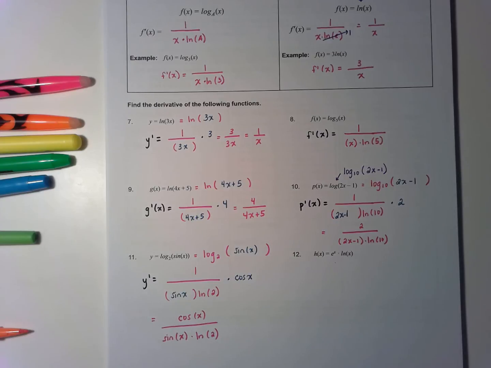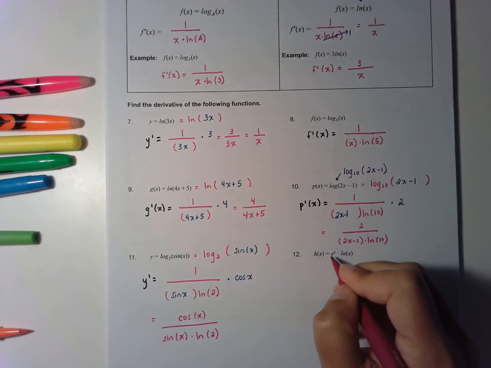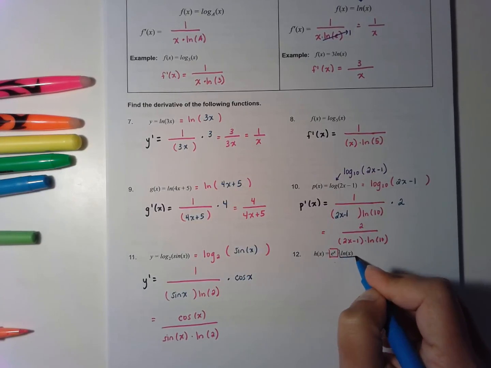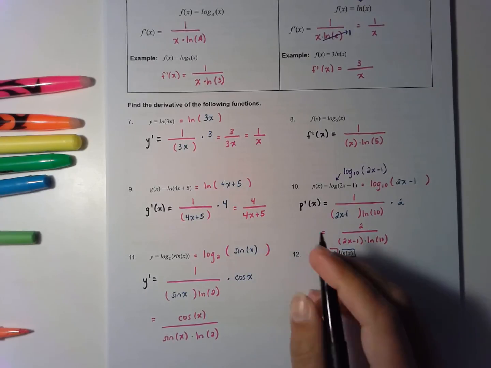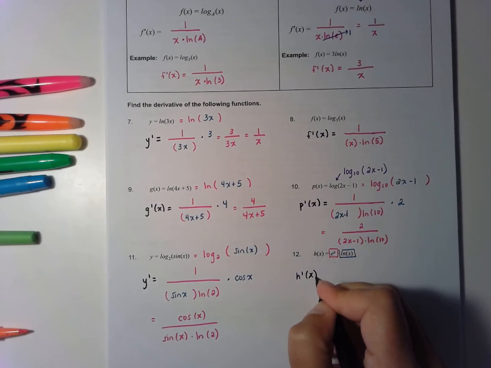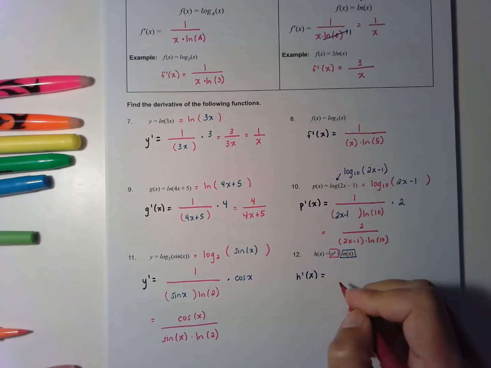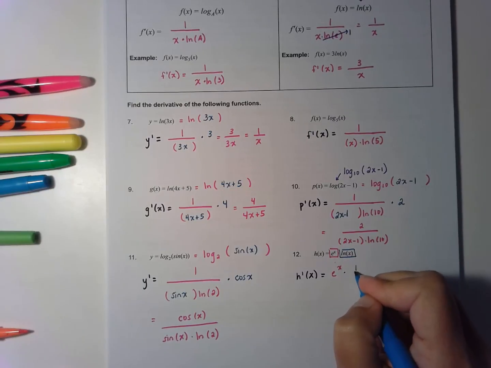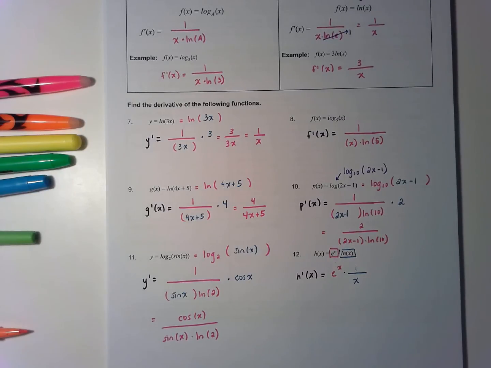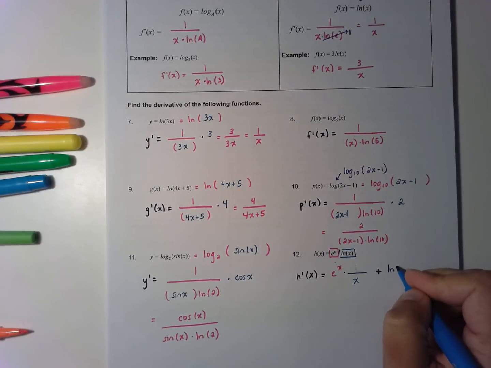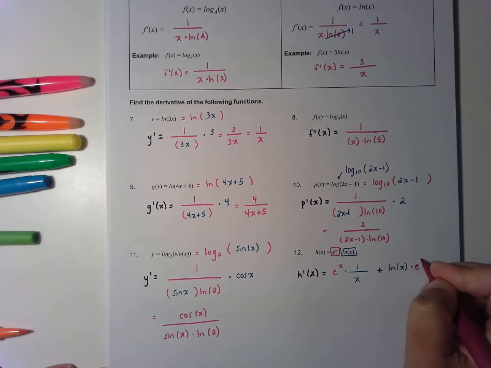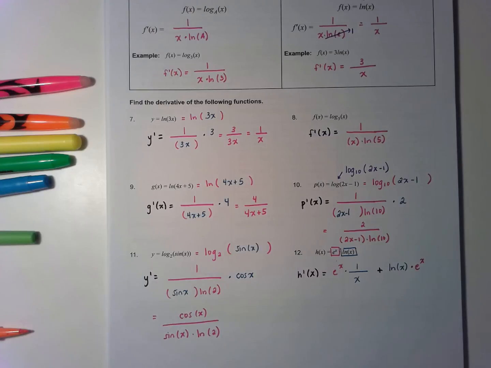For problem number 12, we're looking at a product rule question where the first function is e to the x and the second function here is natural log of x. So if we find the derivative, we would copy the first, which is e to the x, times the derivative of the second. The derivative of natural log is just 1 over the stuff, plus, then we would copy the second, which is the natural log of x, times the derivative of the first, and the derivative of e to the x is just e to the x, and that would be our final answer.